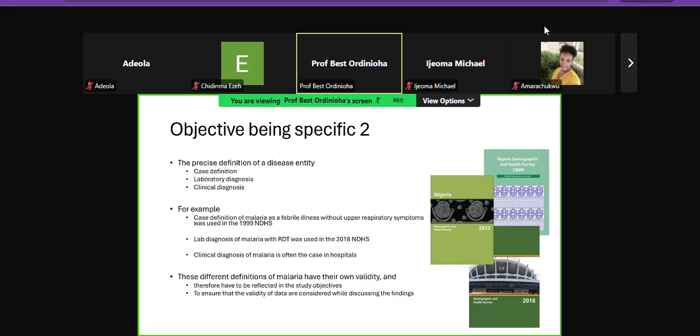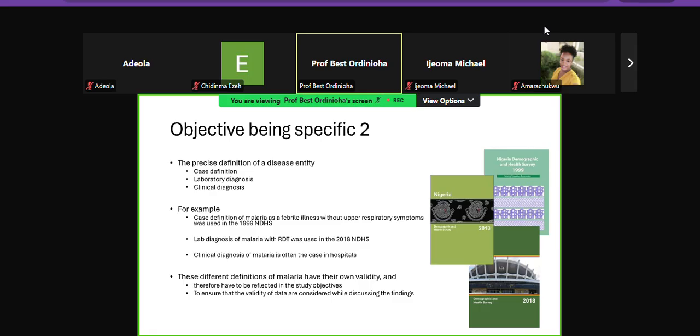That is different from laboratory diagnosis, which is carried out with laboratory tests, which are more specific and more sensitive. But there is also what they call the clinical diagnosis, where the doctor looks at the symptoms and signs of the patient and decides whether they have the disease. When you are carrying out a study, you must state the one you are using.